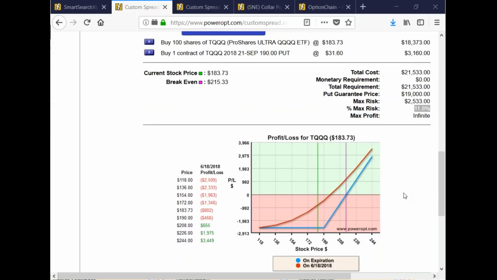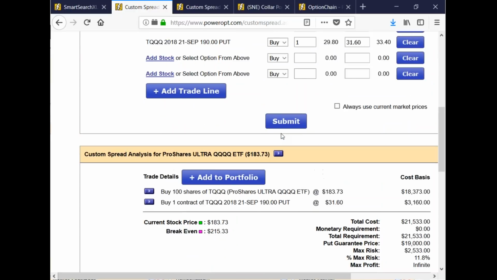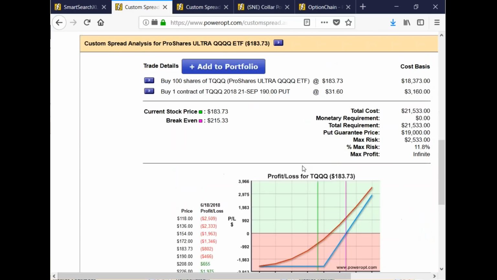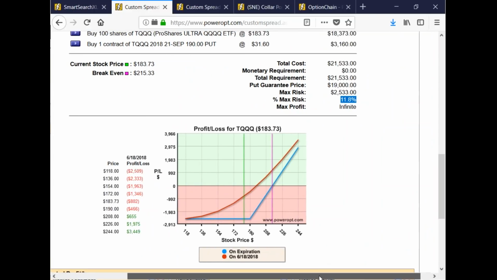I typically don't like to take a risk of more than 7.5% on a new married put. That's my personal goal. Maybe 8% if I really like the stock. This is highly expensive because of the leveraged factors in the ultra long. 11.8% risk isn't bad, because if it starts to move up, if we get a good bullish spell, you might be able to sell good premium at the 190 strike two weeks out, three weeks out, and so forth, and start to lower some of this risk of $2,500.